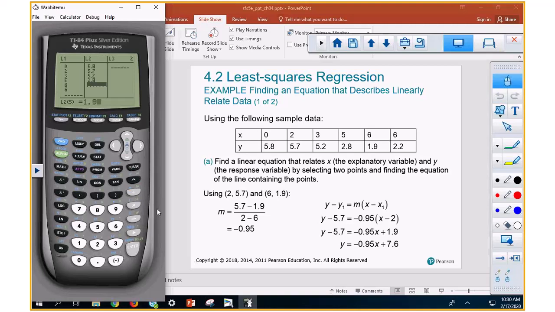1.9, and 2.2. Now I want you to find the slope and the y-intercept, and I want you to write that as a formula: y is equal to mx plus b. And then I want you to plot these points, and I want you to graph that line on the calculator. Okay? So go ahead, and I'll give you a couple minutes to do that.